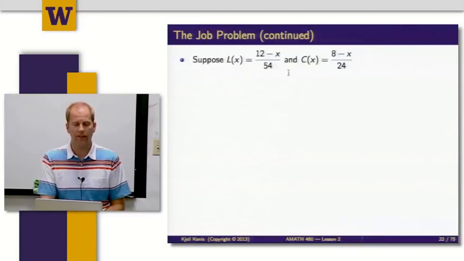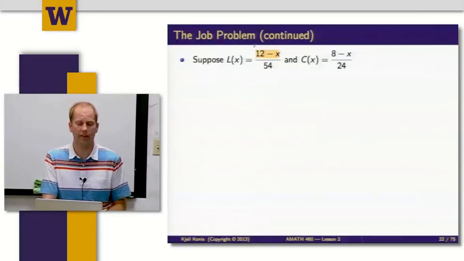So I just invented some functions to try and demonstrate this. I chose (12 - x)/54. When we're at time 0, so when x is 0, I'm going to have (12 - 0)/54. And at the end of the job, when x is equal to 6, I'm going to have (12 - 6), which is 6, over 54. And we can forget about the bottom, because that's the same.